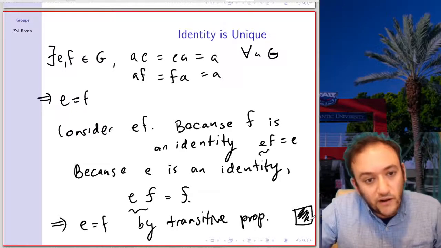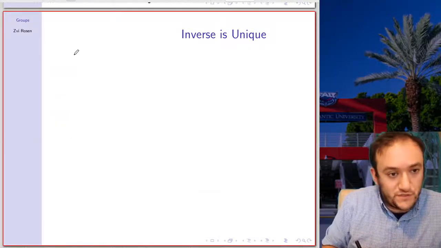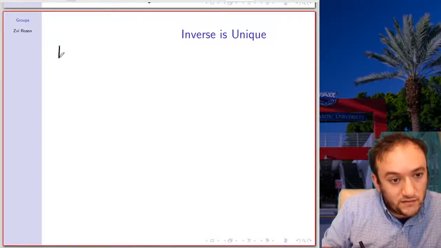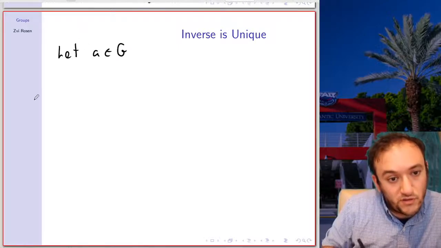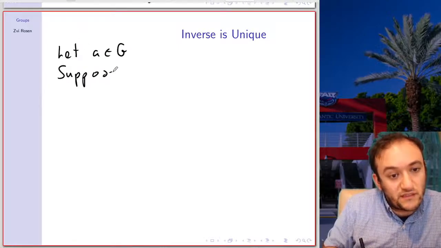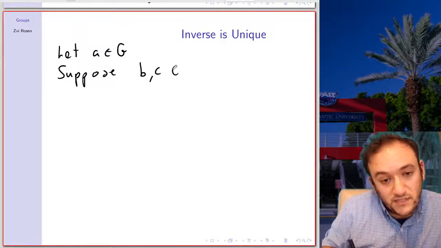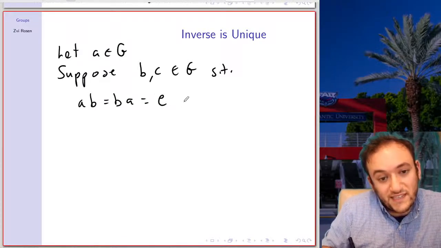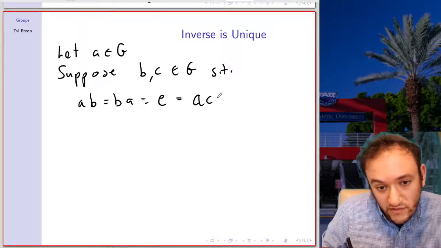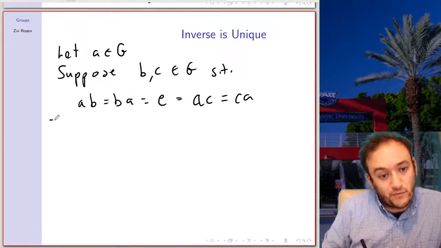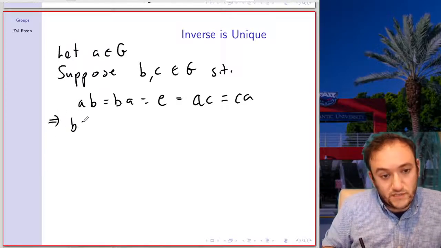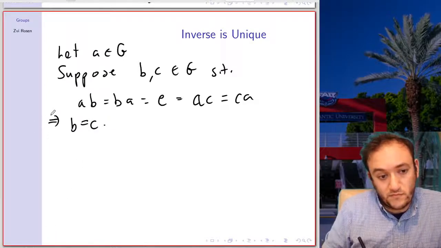A little QED square. Okay, now I want to prove that the inverse is unique. So same deal. Let's suppose that there's two. Let A be an element of the group. Suppose that there are two elements, B and C, such that AB equals BA equals the identity, and C also works for this: AC equals CA. Then we want to show that B equals C. This is our claim.